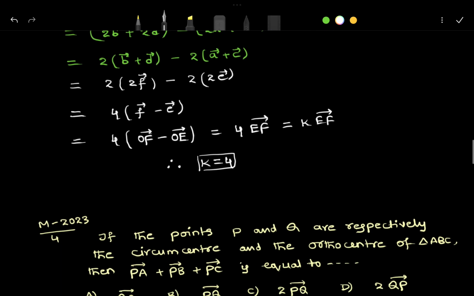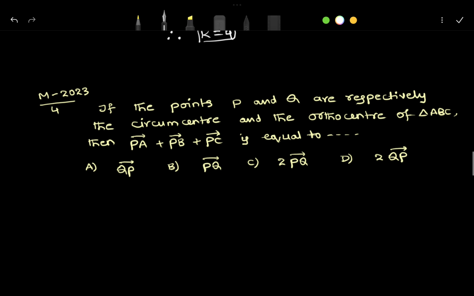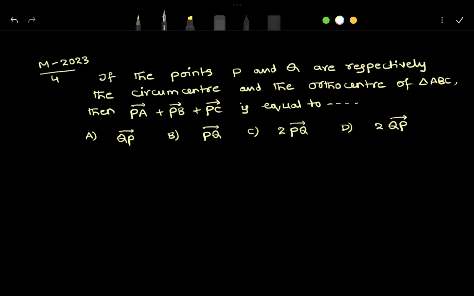See one more question from previous year questions. If the points P and Q are respectively the circumcenter and orthocenter of the triangle. It is a very easy question. Here we know one fundamental concept. O is the orthocenter, S is the circumcenter, and centroid is G. The centroid divides the line segment joining the circumcenter and orthocenter in the ratio 2:1.